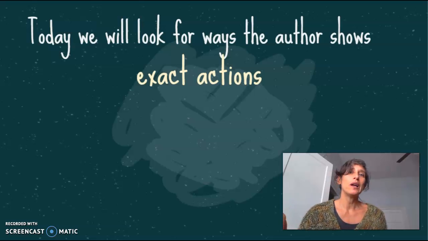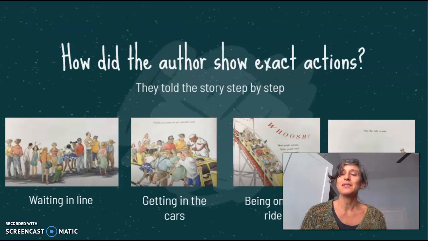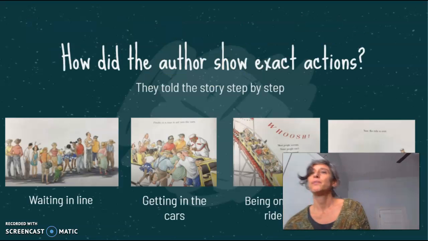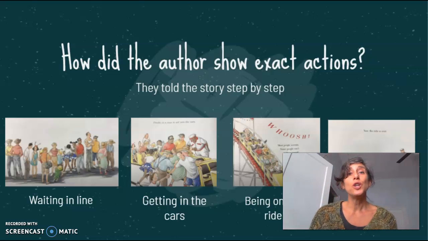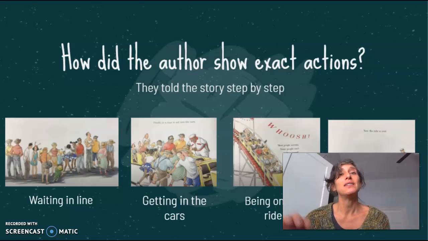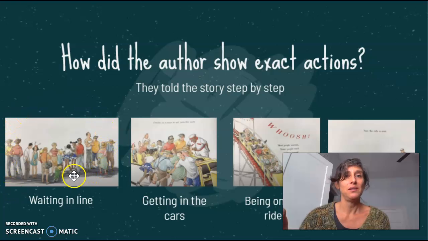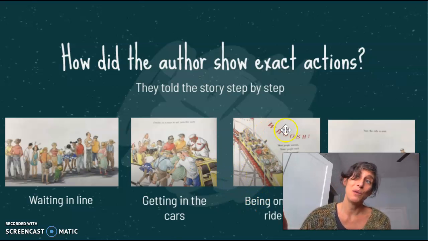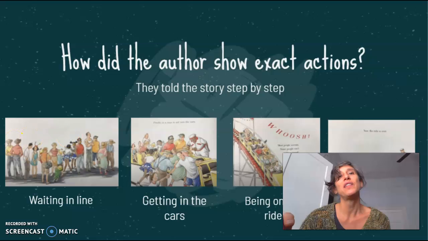Don't worry if you're like, I have no idea what an exact action is. I got you covered. So, authors show exact actions when they tell their story step by step. It's just as easy as that. For instance, in the story Roller Coaster, we get to see people waiting in line, getting into the cars. We get like 3 or 4 pages of them being on the ride, and then at least a couple of pages afterwards at the end about what happens when they get off that ride.